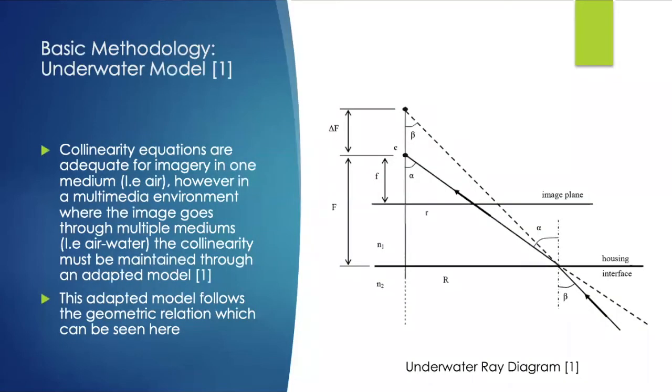Collinearity equations are adequate for imagery in one medium, like air. However, in a multimedia environment where the image goes through multiple mediums, from air to water or water to air, the collinearity must be maintained through an adapted model. This adapted model follows the geometric relation, which can be seen here on the right.